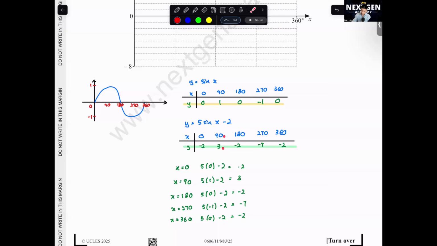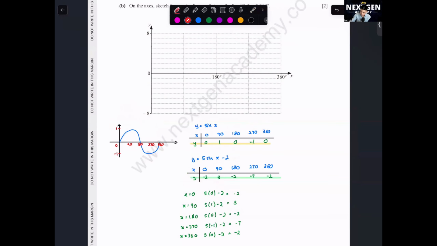Now I want you to go back to the graph and plot the points. 0, -2. This is -2. 90, 3. This is 3. Then -2. Then here is -7. And then -2. You see, you get a sine graph, going up, going down. Like this.